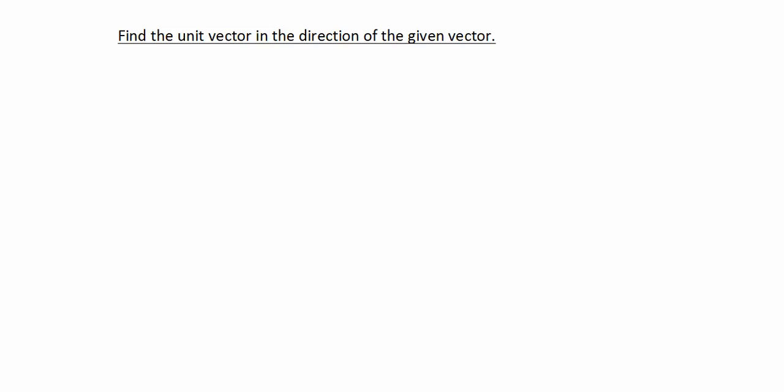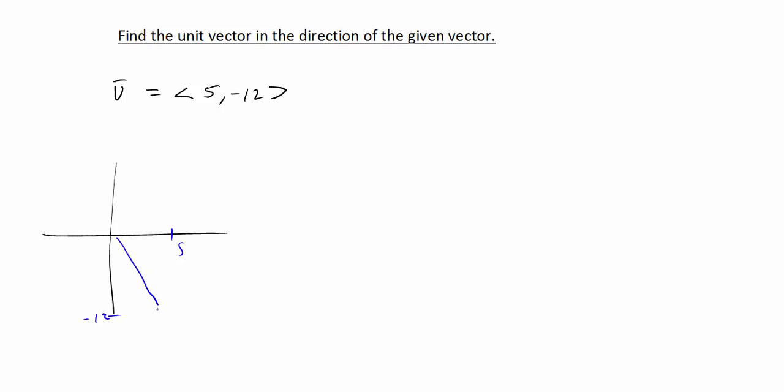So if we look at the following example, we want to find the unit vector in the direction of the given vector. Our given vector here is 5, negative 12. Roughly, this vector is going to go over 5 units and down negative 12, somewhere in this direction. This is v. We want to come up with the unit vector that goes in the same direction, but only goes out to 1 unit.